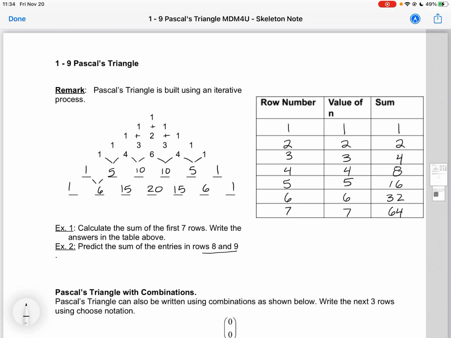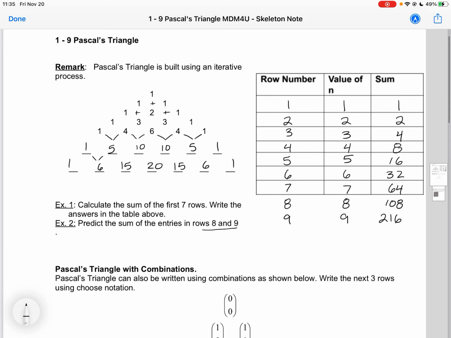So if we're going to predict the sum of the entries in rows 8 and 9, I would assume that it would follow the same pattern as the previous rows did, and I would get 108 and then 216 just by doubling the previous value.